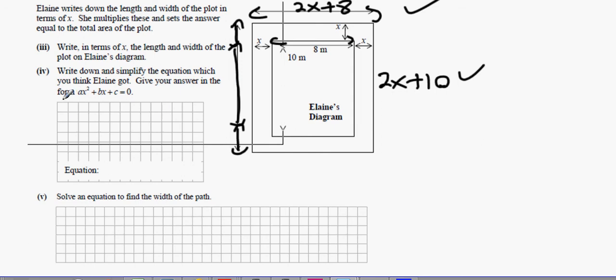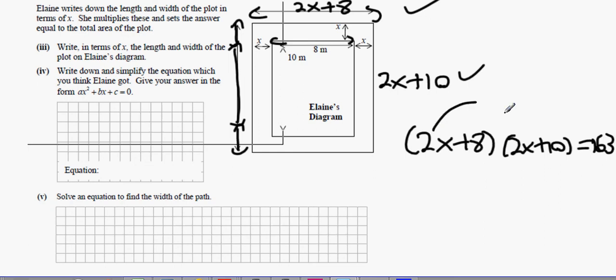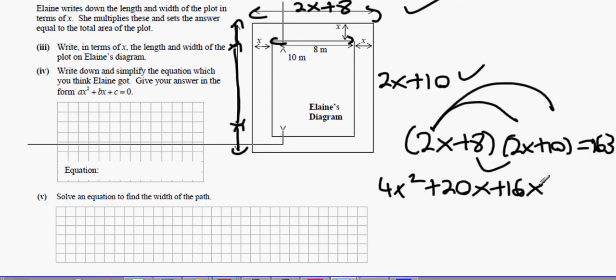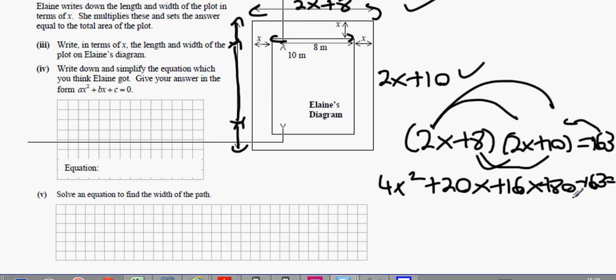So what Elaine will get is this. She's going to get length multiplied by width, and length multiplied by width equals 163. We're going to multiply it out. We're going to get 4x squared plus 20x plus 16x plus 80. And then bring that over and we get minus 163 equals 0. No, sorry, it's plus 80, not 180, just 80. So that's plus 80 there.